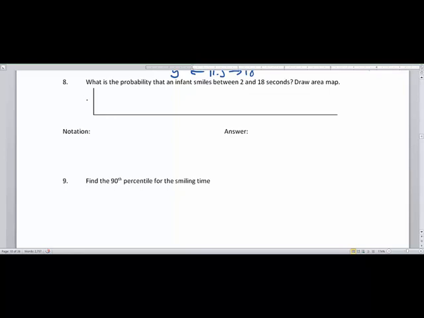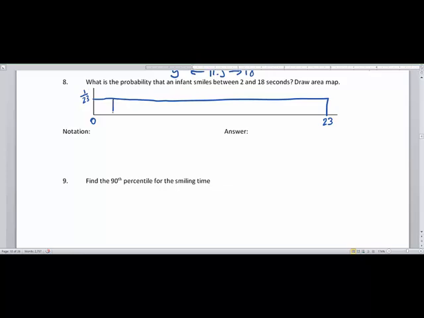Okay, so we're going to draw our area map. We're going to draw a rectangle, and that rectangle is going to go between 0 and 23 seconds. Our height of the rectangle is going to be 1 over the maximum, and it's 1 over the maximum because we have 23 sections, and 23 23rds is going to give us 1.